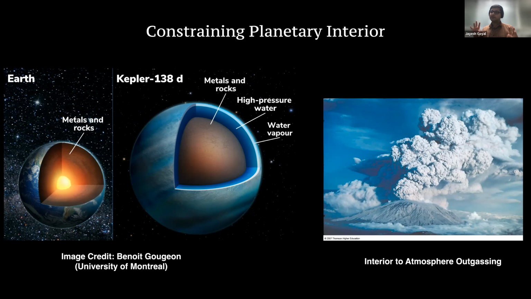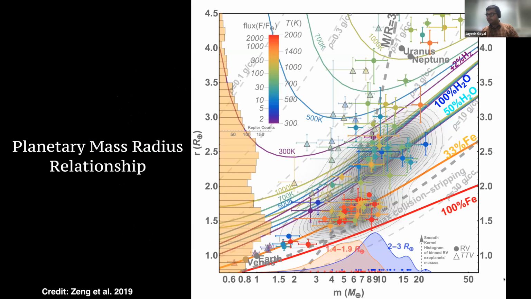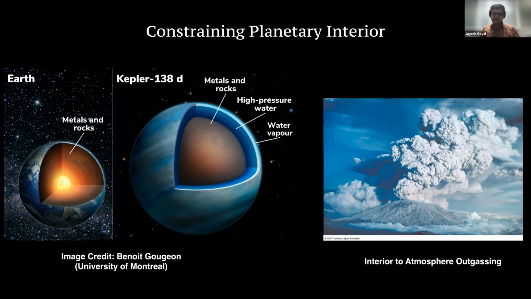But as of now, all of this is mostly theoretical, because a planet's interior is very challenging to constrain. But people have attempted using mass-radius relationships: different exoplanets that we have detected, they have placed in different regimes to get a rough estimate of what their interior might be made up of.